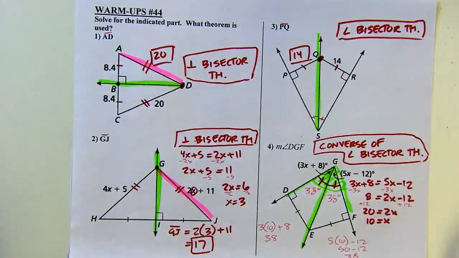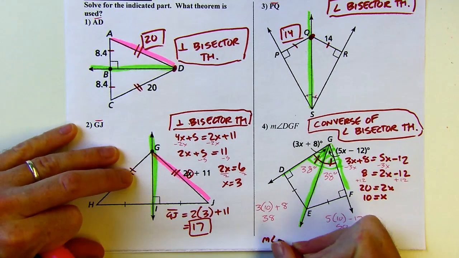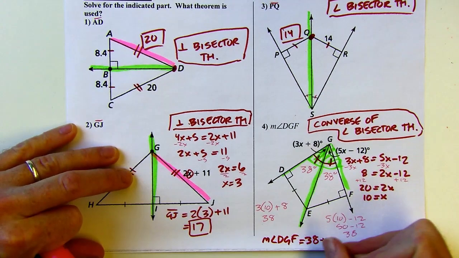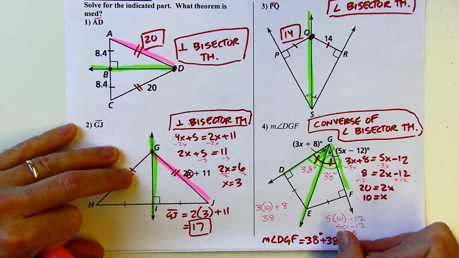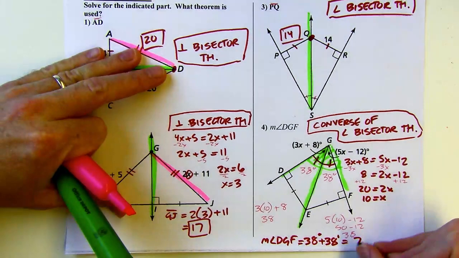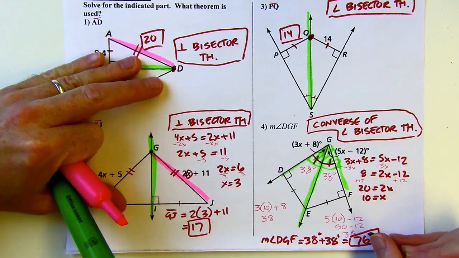So now angle DGF, I can just add 38 plus 38. And it's going to be 76. And since it's a measure of an angle, you want the degree symbol as your final answer.